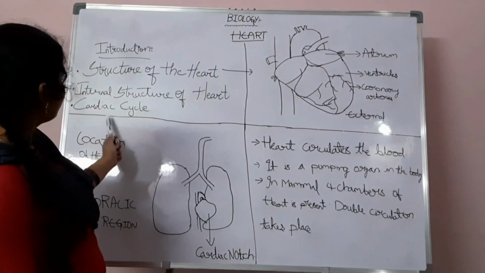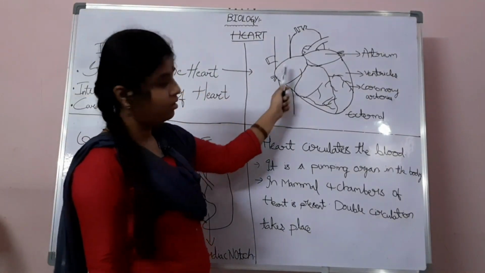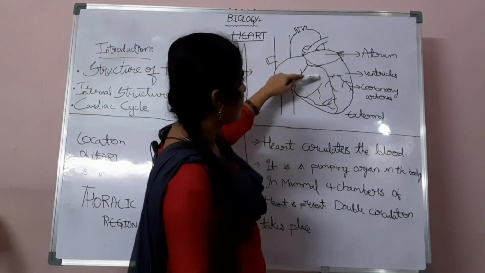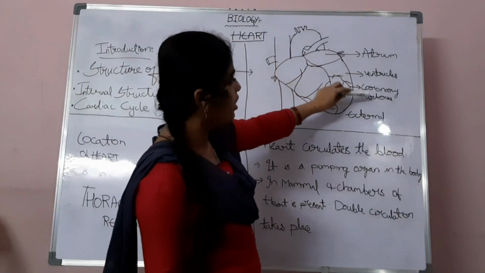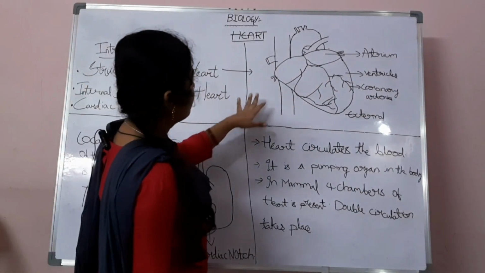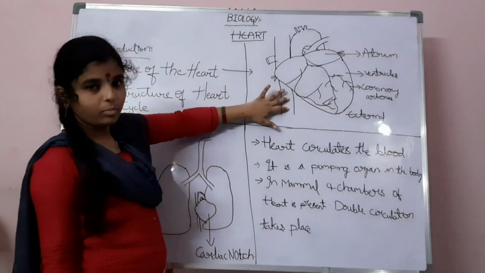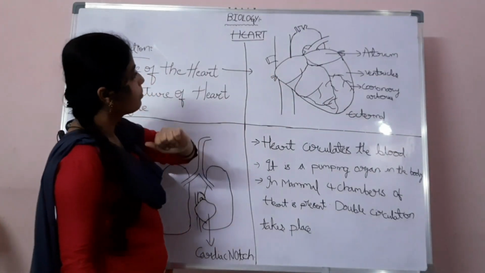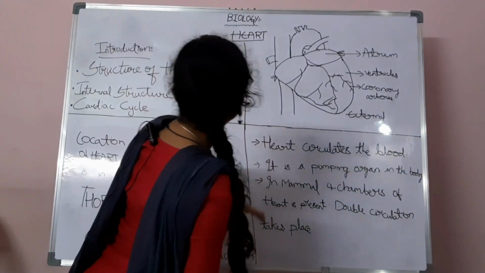Now we will see the structure of the heart. So this is the structure of the heart. This is the atrium, these are the ventricles, and these are the coronary arteries. Here these are the largest veins in our body, the superior vena cava and the inferior vena cava.